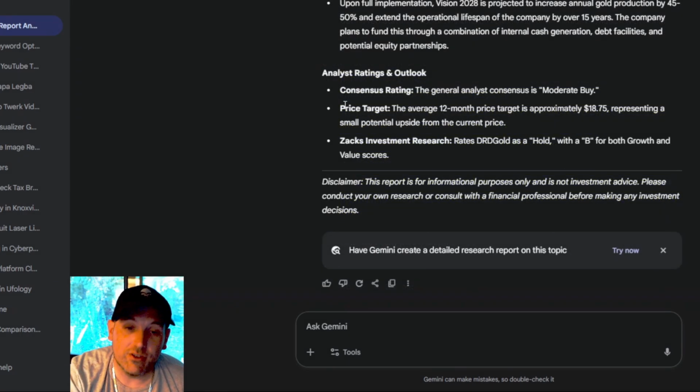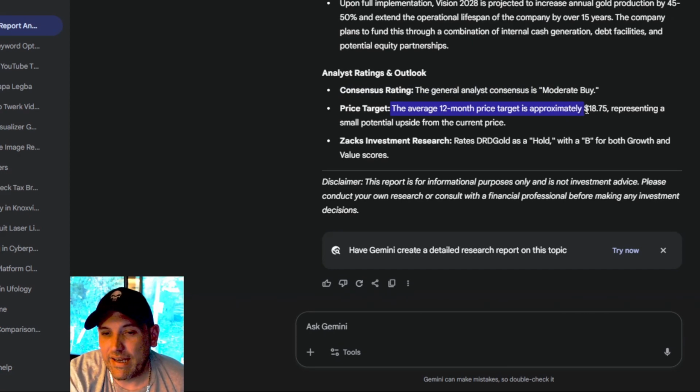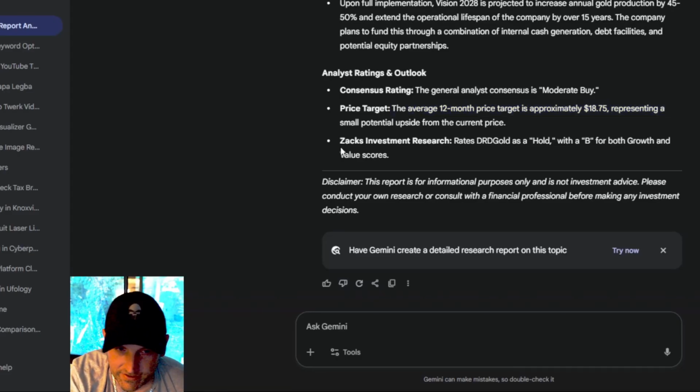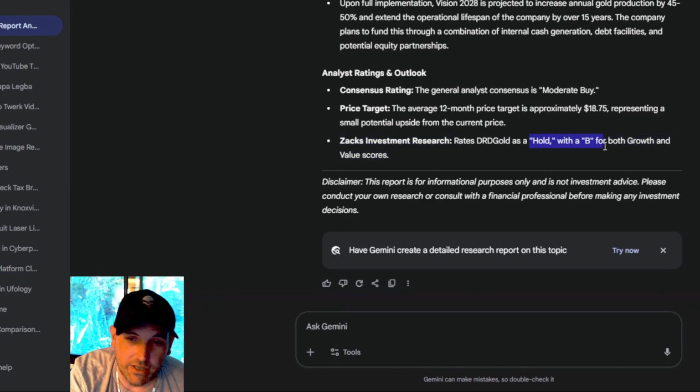Oh, you want analyst ratings and outlook? Of course. The AI can do that too. Consensus rating. The general analyst consensus is moderate buy. Price target. The average 12-month price target is approximately 18.75, representing a small potential upside from the current price. Zacks Investment Research rates DRD Gold as a hold with a B for both growth and value scores, if you care at all what Zacks Investment Research thinks.